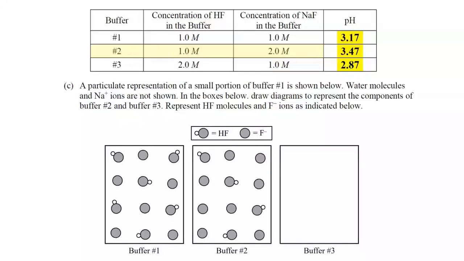Now moving on to buffer number 3, it's going to be reversed. So in buffer number 3, the concentration of HF should be twice as much as the concentration of F-. So in the particulate diagram, there should be a greater number of HF as compared to F-. If we have 8 HF molecules and 4 F- ions, then that will demonstrate that the concentration of HF is twice as much as the concentration of F-. So 8 HF molecules and 4 F- ions.